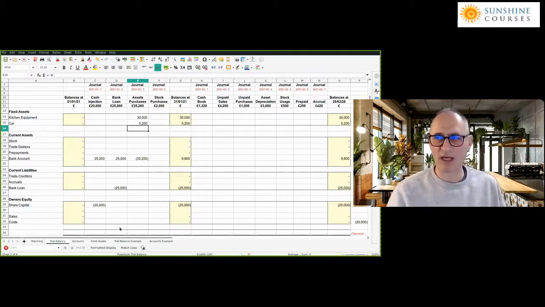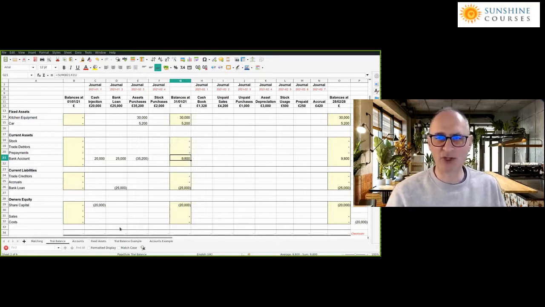I just want you to note that as I'm putting these entries through, the balances as at the 31st of January are automatically changing. So I've automatically got £30,000 because I set the formula up to work this way. Similarly, the car has gone up to £5,200. Look at the bank balance. We started off with nothing. We then injected £20,000. We put an additional amount of £25,000 from a bank loan. We've paid out £35,200 in assets, and we've got £9,800 left in the bank at this point in time.